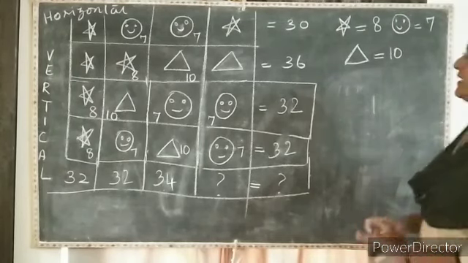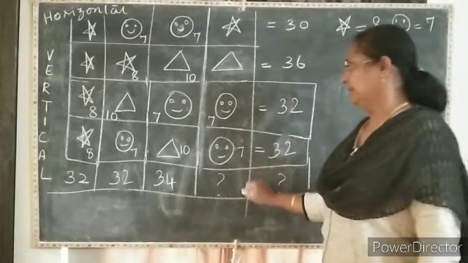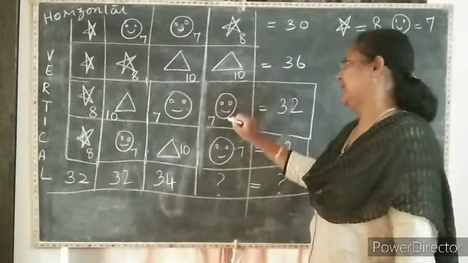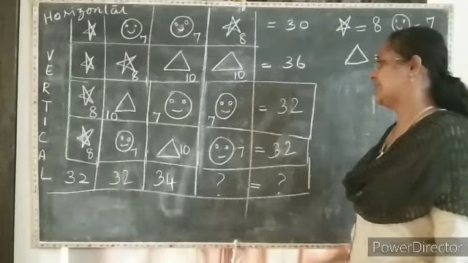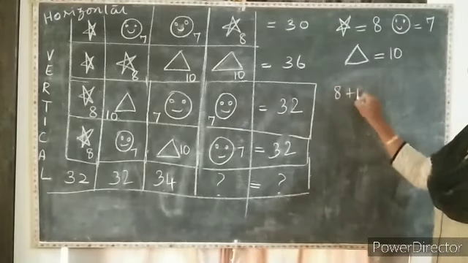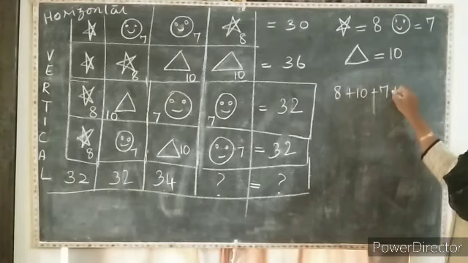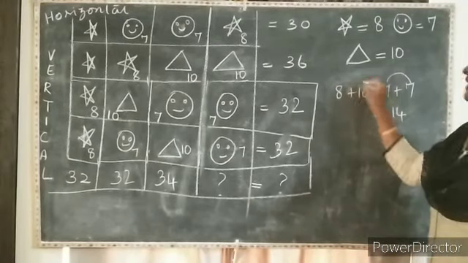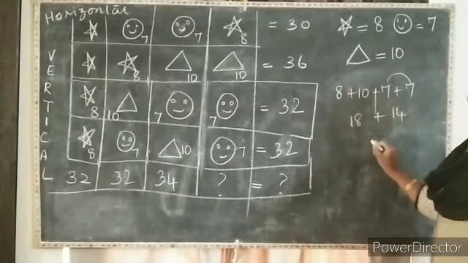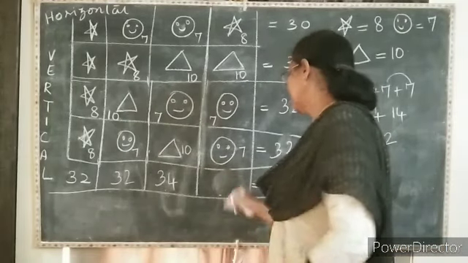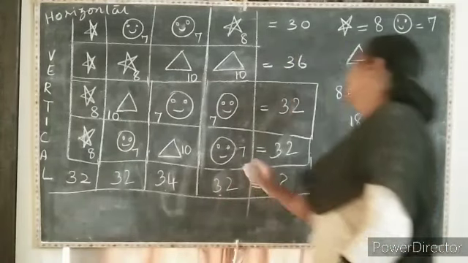Now look into the next sum. Here vertical. Now the value of this is 8. The value of this is 10. The value of smiley is 7. Again 7. Now look into this. 8 plus 10 plus 7 plus 7. Yes or no? Again look into this. 7 plus 7 is how much? 14. Again 8 plus 10 is how much? 18. Now again the answer is what? 32. So the answer is 32.